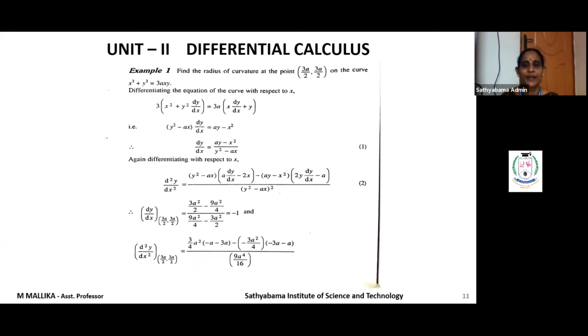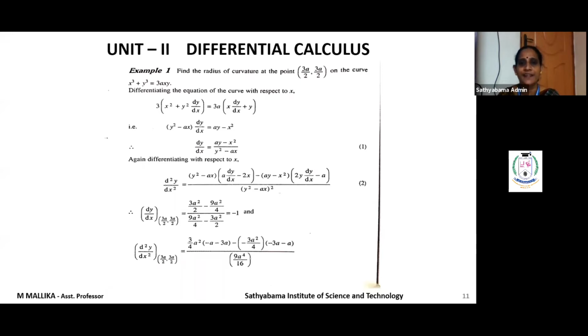Before going on to evolute, I will just do one problem under radius of curvature. We will see how to find out the radius of curvature when any curve is given. So the question is, find the radius of curvature at the point (3a/2, 3a/2) on the curve x^3 + y^3 = 3axy. So you have been given one curve and you are asked to calculate the radius of curvature.